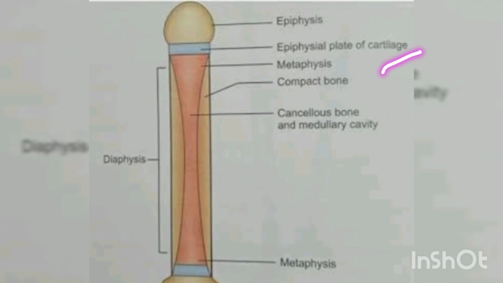Epiphyseal plate. Between the epiphysis and metaphysis is the epiphyseal plate, also called the growth plate. This plate allows the long bone to increase in length. Once growth is complete, the epiphyseal plate closes and becomes the epiphyseal line.